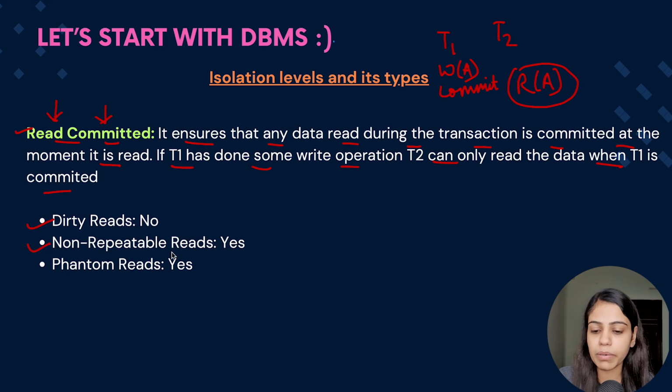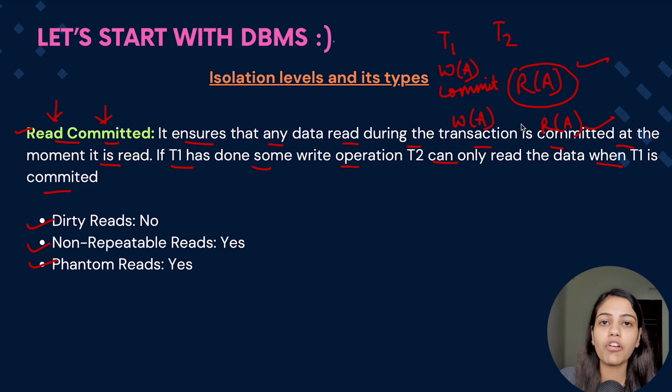Now coming to non-repeatable reads. Non-repeatable reads can happen because consider here I am reading a data, and again in this transaction T1 I am writing something and again reading the data. So here and here the data would be different, so non-repeatable reads can happen. Now coming to phantom reads. Phantom reads can also happen because transaction T2 can come and insert some new record into the table. So phantom read will always happen and non-repeatable read can also happen.